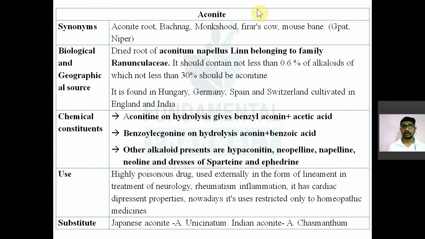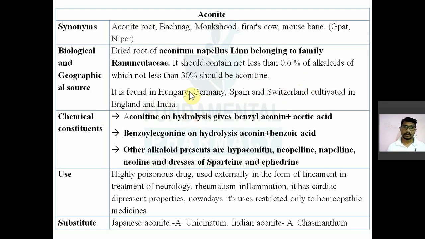Next one is aconite. Okay. So aconite is also known as, synonym क्या है उसको देखो. Aconite root, bachnag, monkshood, Friar's cowl, mouse bane. So these are the synonyms. Biological source क्या है? It is the dried root of Aconitum napellus, family Ranunculaceae. It should contain not less than 0.6% of alkaloids, and not less than 30% of which should be aconitine. It is found in Hungary, Germany, Spain, Switzerland, cultivated in England and India.